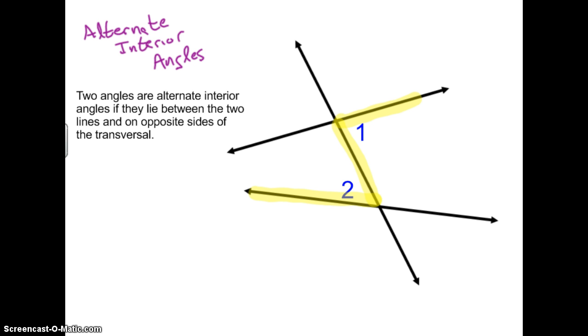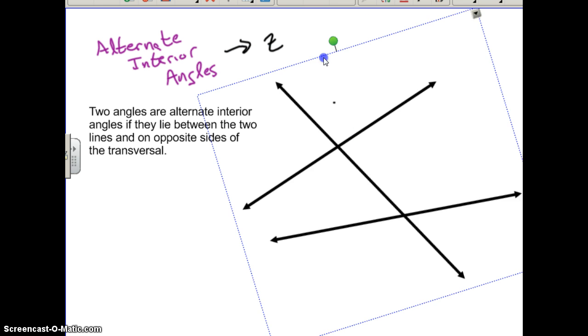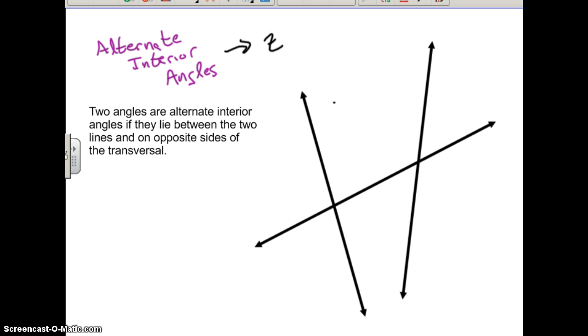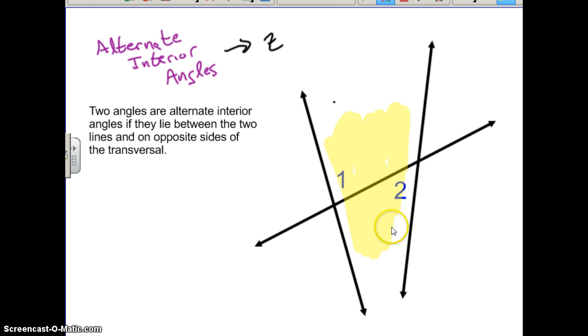It looks backwards, but every time you see alternate interior angles, they're going to be in that Z shape of some type. So you might want to put a little note that alternate interior angles usually form a Z. So you want to be aware that even if this diagram is shifted to some other orientation, the alternate interior angles would still be on alternate sides of the transversal and in the interior space of the two lines that are not the transversal. So those are alternate interior angles.